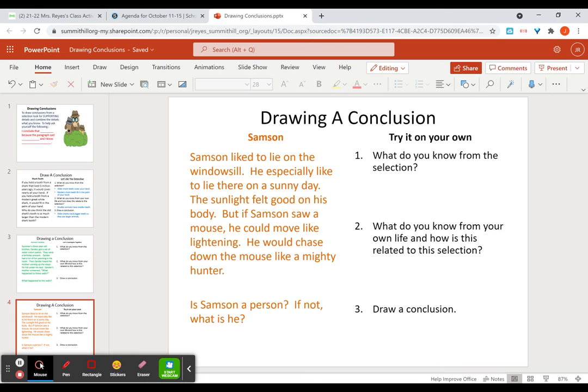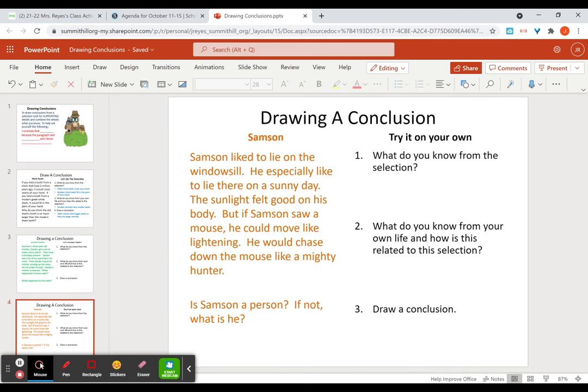All right, so here's another one, drawing a conclusion. This is Samson. Samson liked to lie on a windowsill. He especially liked to lie there on a sunny day. The sun felt good on his body. But if Samson saw a mouse, he would move like lightning. He would chase down the mouse like a mighty hunter. Is Samson a person? If not, what is he?